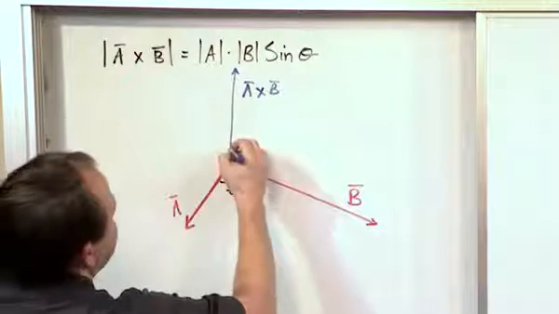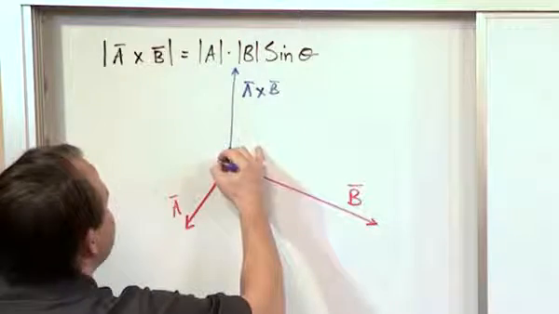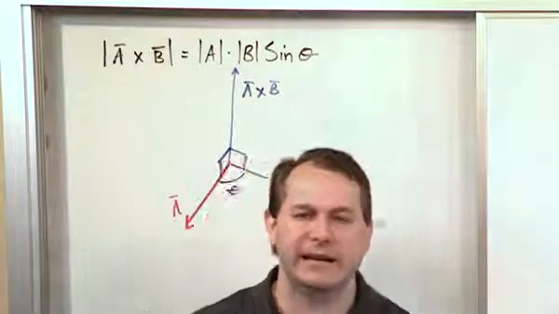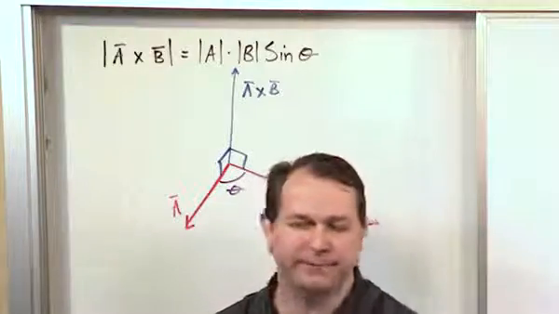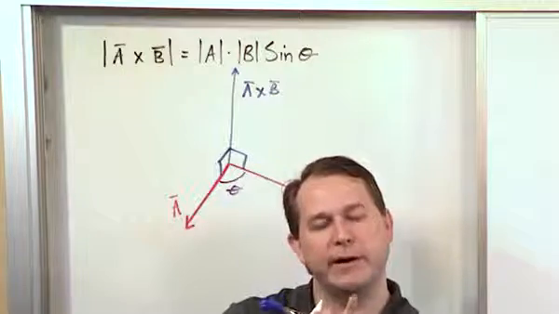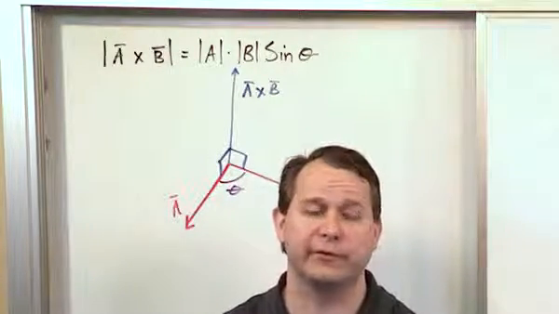But the interesting thing is the cross product is always perpendicular to the other two vectors. So that's kind of hard to see on a marker board, but basically, if you have a vector pointed this way and a vector pointed this way, the cross product is always going to be perpendicular to both of those vectors.